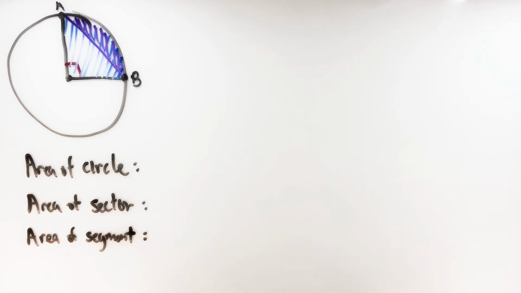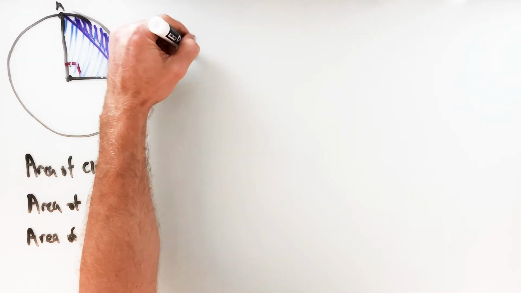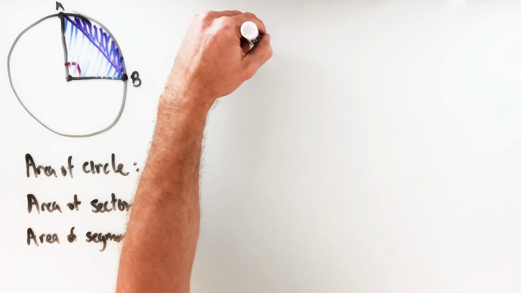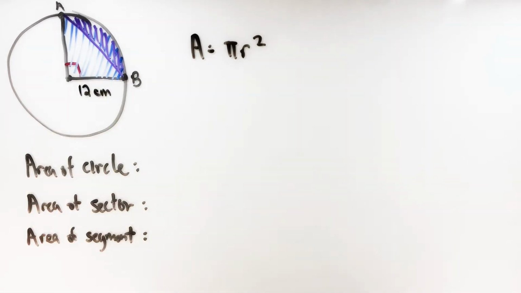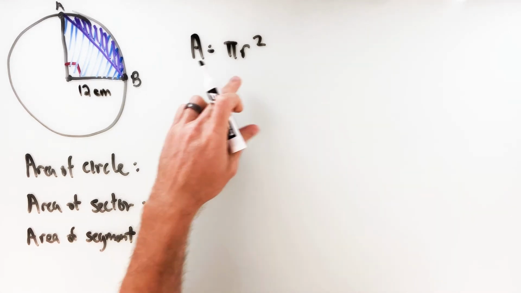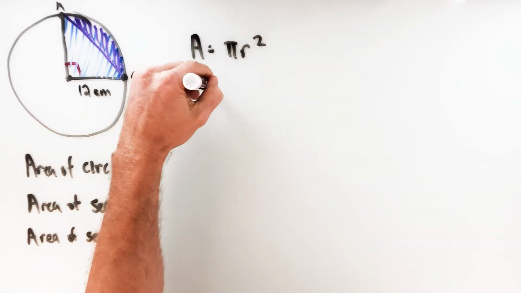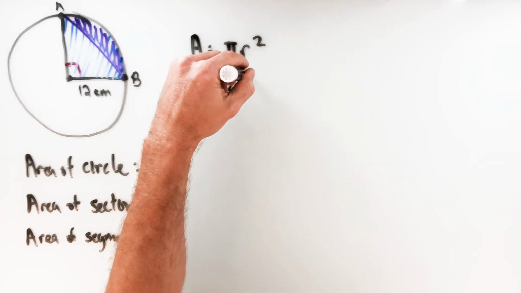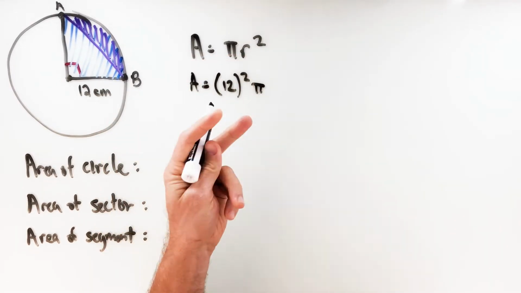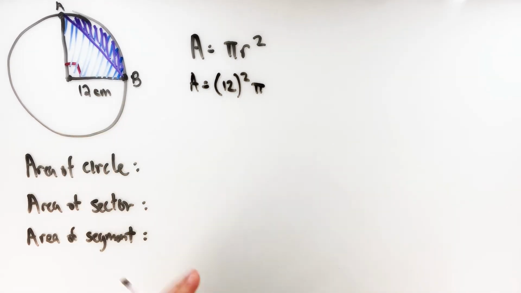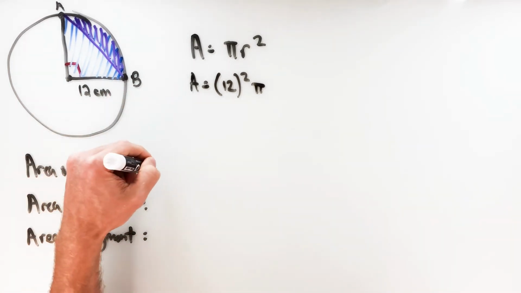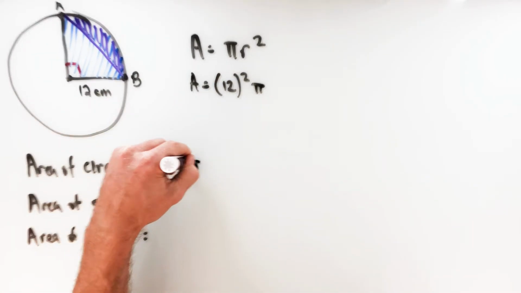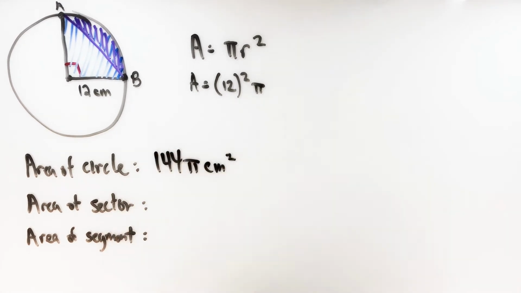All right, so the area of the circle, the formula is just pi times the radius squared. I need a radius. I didn't give you one. So I'll say 12 centimeters is the radius of that circle. So if I want the area of the circle, take the radius, square it. So I've got 12 squared pi. Because multiplication is commutative, it doesn't really matter which way you go here. So I just flipped it around. 12 squared is 144. So the area of the circle is 144 pi centimeters squared.